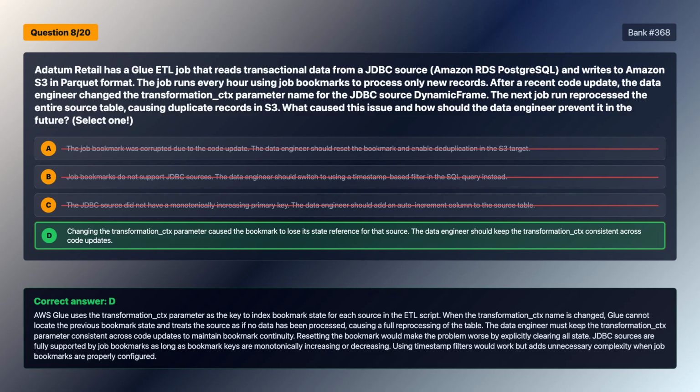The data engineer must keep the transformation CTX parameter consistent across code updates to maintain bookmark continuity. Resetting the bookmark would make the problem worse by explicitly clearing all state. JDBC sources are fully supported by job bookmarks as long as bookmark keys are monotonically increasing or decreasing. Using timestamp filters would work, but adds unnecessary complexity when job bookmarks are properly configured.